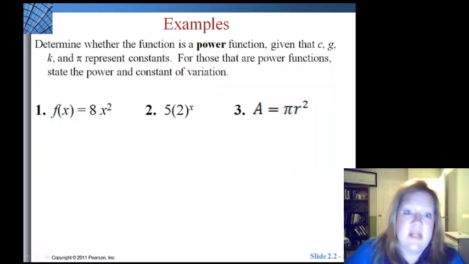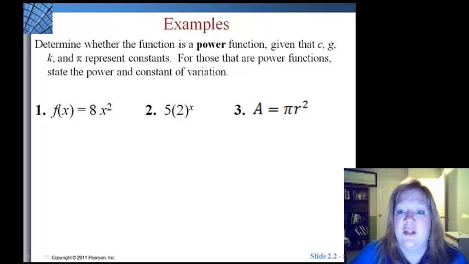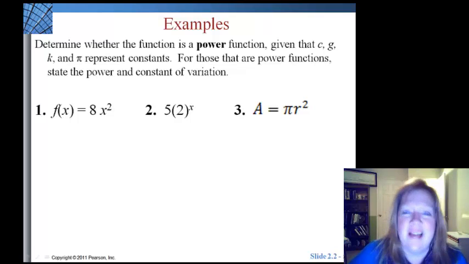So let's get into some examples that'll help you with the activity tomorrow. This first one, determine whether the function is a power function given that c, g, k, and pi are constants. For those that are a power function, state the power and the constant of variation. It sounds like a lot of complicated stuff, but it's really easy if you remember constant is just a number that stays the same.